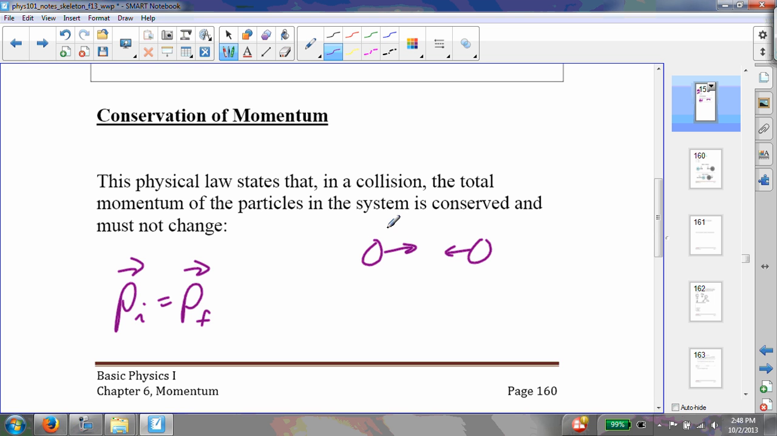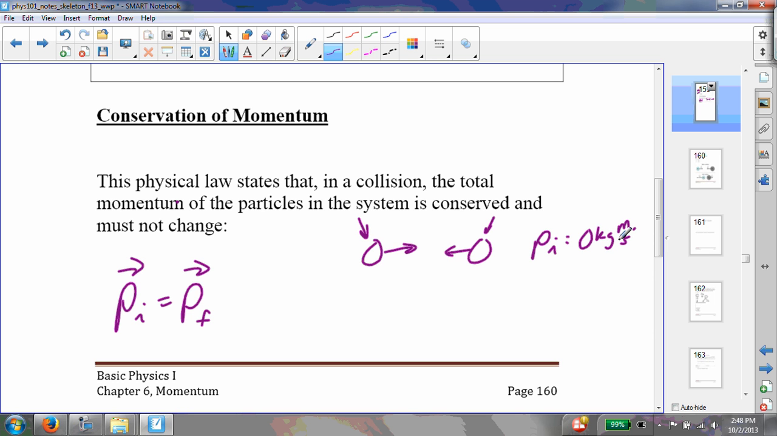Now, the momentum of this system would include the momentum of this particle and the momentum of this particle. Because momentum is a vector quantity, and these have equal masses and equal but opposite velocities, the momentum of this system would equal 0.